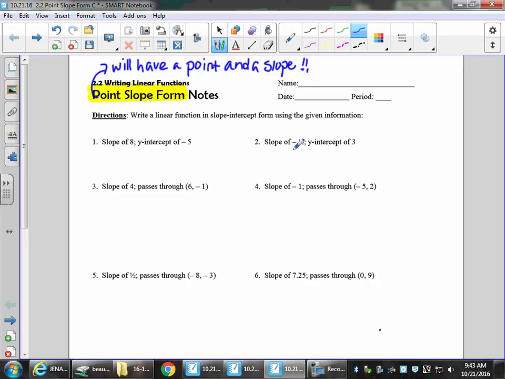Before we start, though, 1 and 2 is kind of a blast from the past, right? I have a slope and an intercept. So the directions say write a linear function in slope-intercept form. If I have a slope and I have an intercept, right away, I'm good. What am I going to write for number 1? f of x equals 8x minus 5. Nice job. How about for number 2? And we're done.